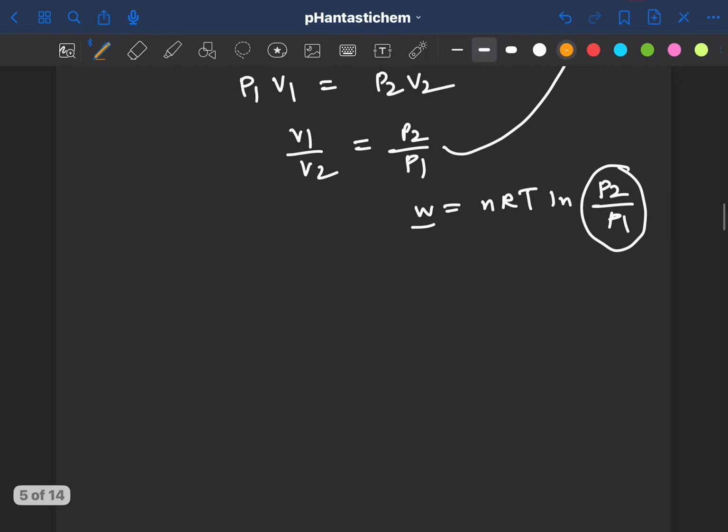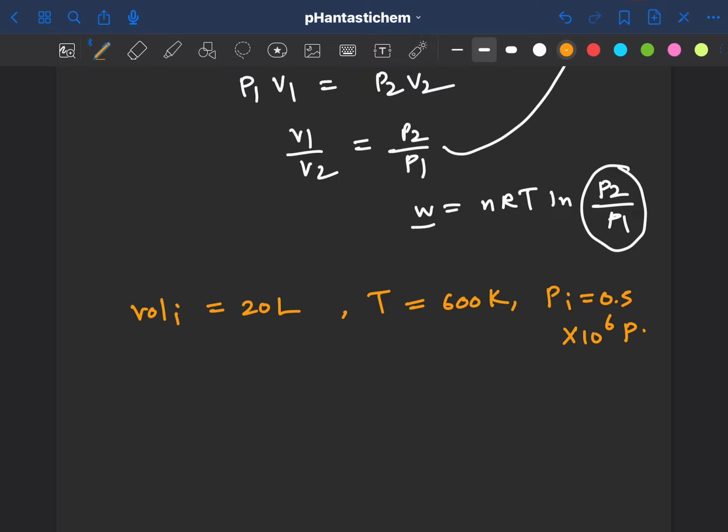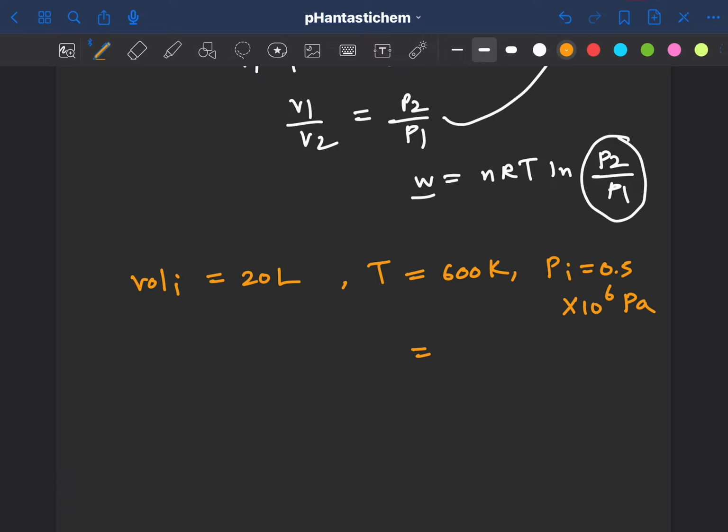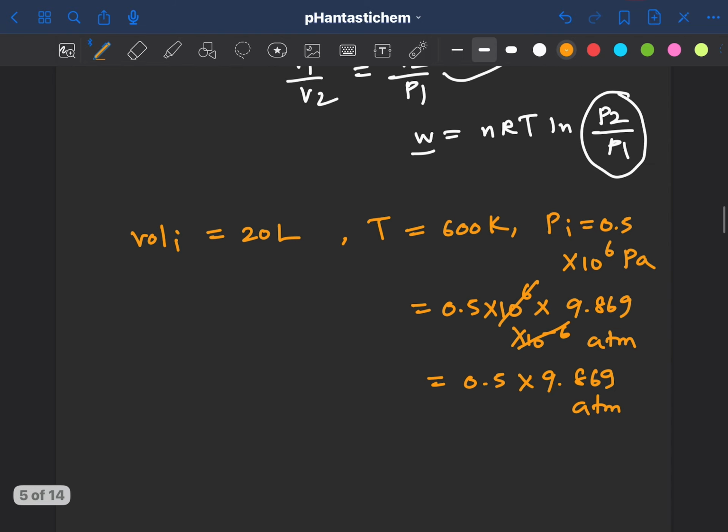In the question, the initial volume is given to us as 20 liters. The temperature is given to us as 600 Kelvin. The initial pressure is given to us as 0.5 into 10 to the power 6 Pascal, and we need to convert it into atmosphere. So this is 0.5 into 10 to the power 6 into 9.869 into 10 to the power minus 6 atmosphere, right? So this is basically 0.5 into 9.869 atmosphere.